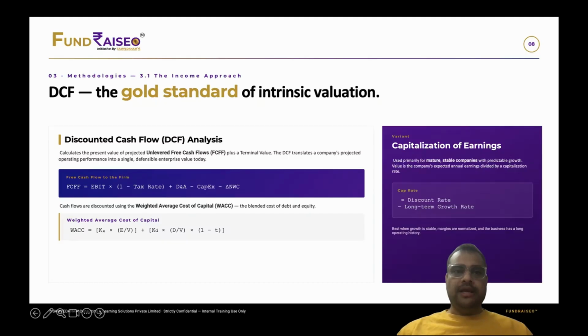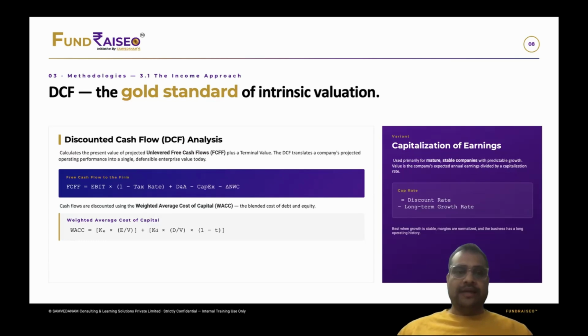Now, let's understand what is the income-based approach. One of the best methods for the income-based approach is none other than DCF. DCF methodology is often called the gold standard of intrinsic valuation. If you remember, last time I told you that intrinsic valuation is the valuation where the asset is valued based on the future cash flows, on the capability which it has to generate those future cash flows, right? DCF actually stands for discounted cash flows, and it's a method of intrinsic valuation to understand what valuation is.